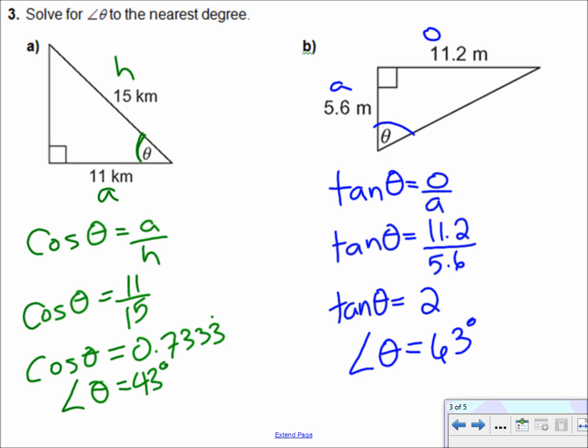Remember, when you have the decimal and you need the angle, you always have to do the second function of that trig ratio, okay? The second function of that trig ratio.